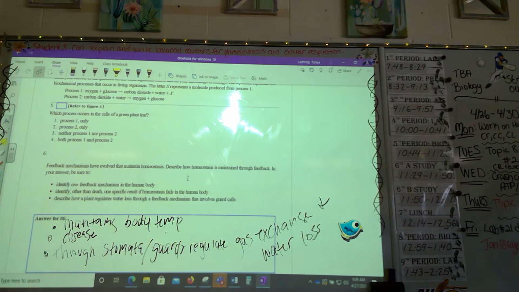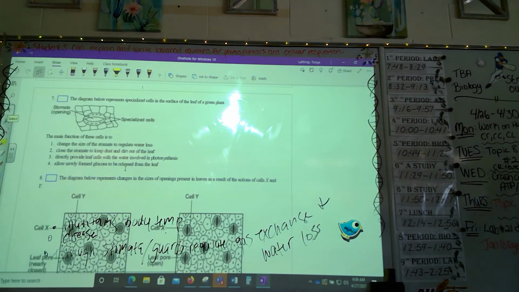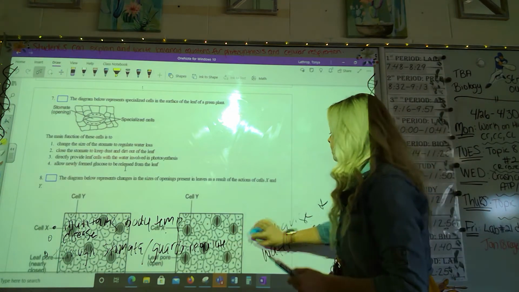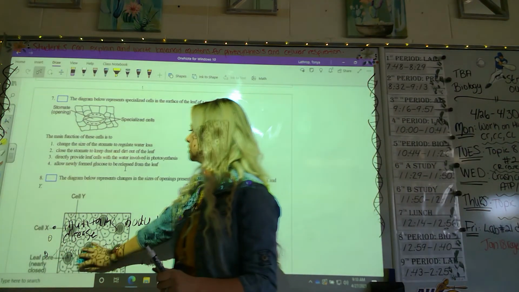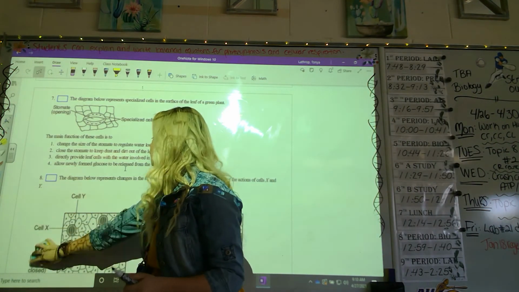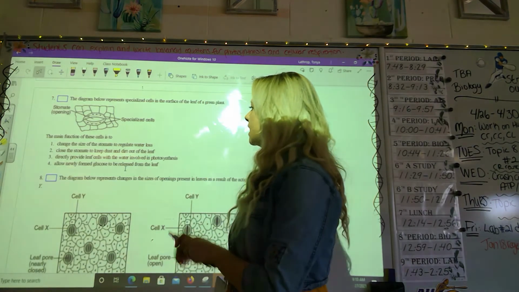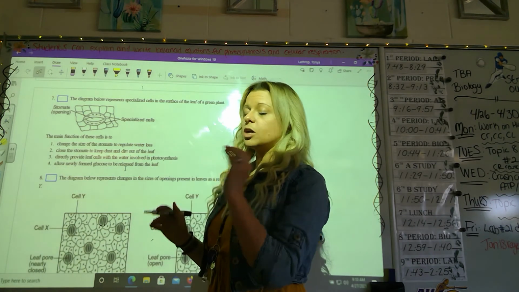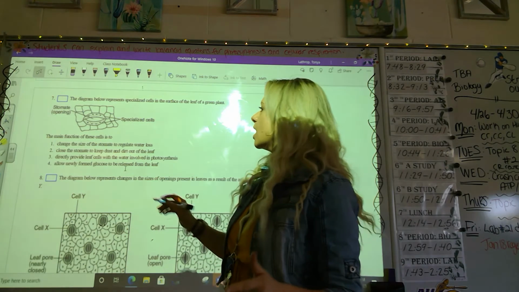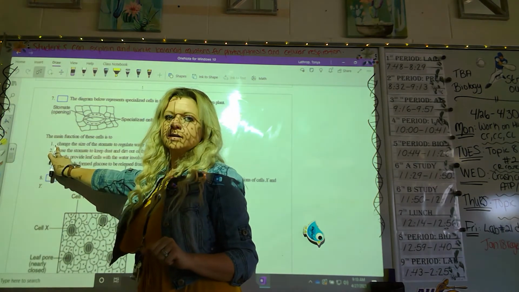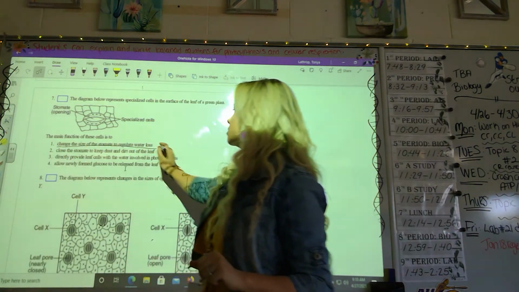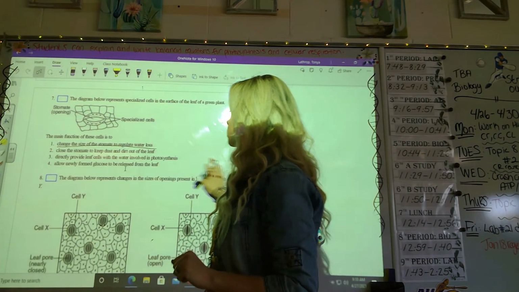Almost done, guys. Home stretch. Number 7, again, looking at it, I tried giving you all the stomata questions so you can see how important plants maintain their homeostasis. Again, we know they open and close for gas exchange and water loss. So number 7 would be 1, okay? The change in the size of the stoma to regulate water loss.